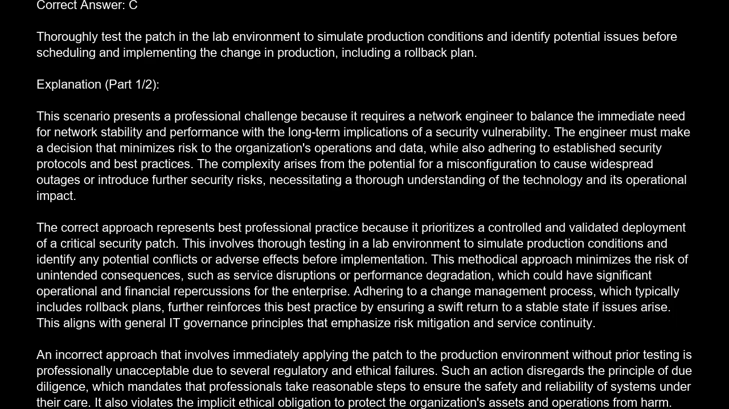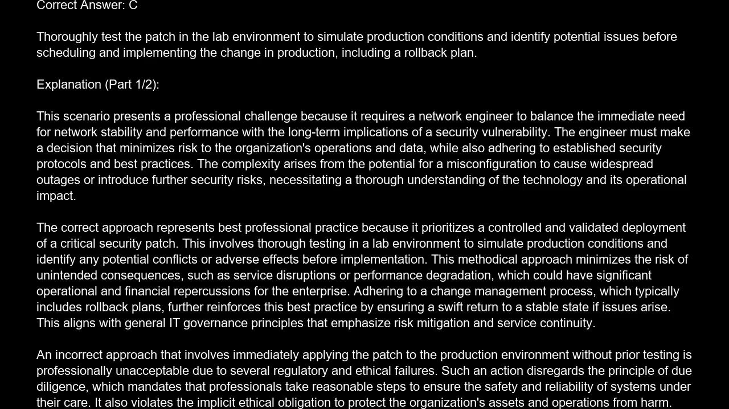Explanation: this scenario presents a professional challenge because it requires a network engineer to balance the immediate need for network stability and performance with the long-term implications of a security vulnerability. The engineer must make a decision that minimizes risk to the organization's operations and data, while also adhering to established security protocols and best practices. The complexity arises from the potential for a misconfiguration to cause widespread outages or introduce further security risks, necessitating a thorough understanding of the technology and its operational impact.